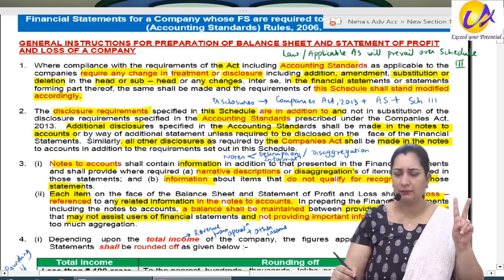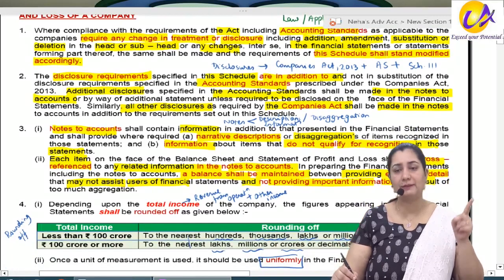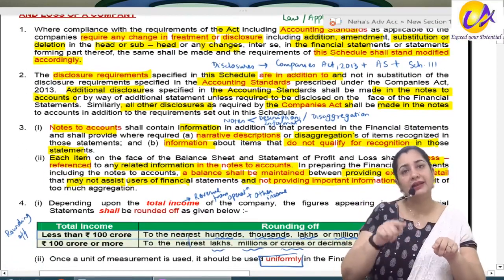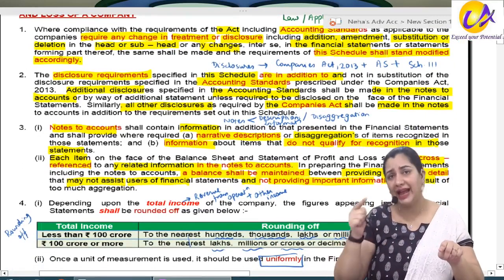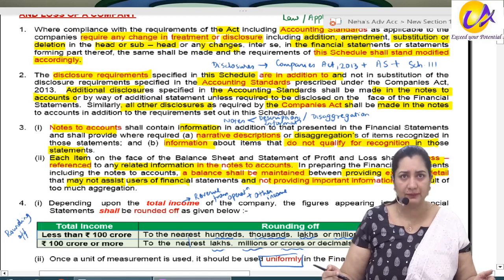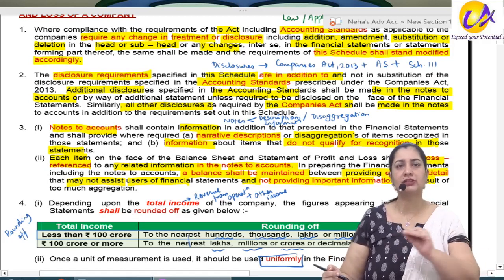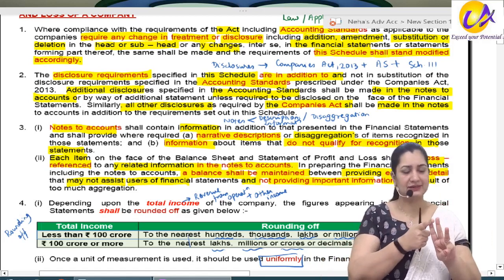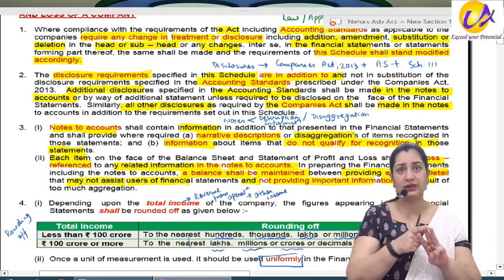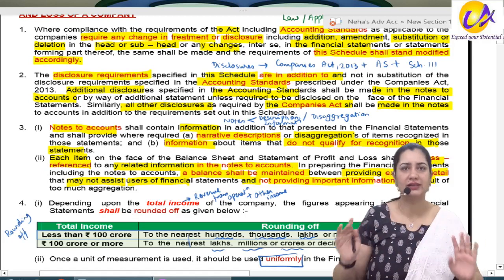Okay. Second point says that the disclosure requirements of this schedule are in addition to what my Companies Act requires and my accounting standards require. So in simple words, you have to give disclosures under three things. One, under Companies Act. Second, under your Schedule 3. And third, under accounting standards.